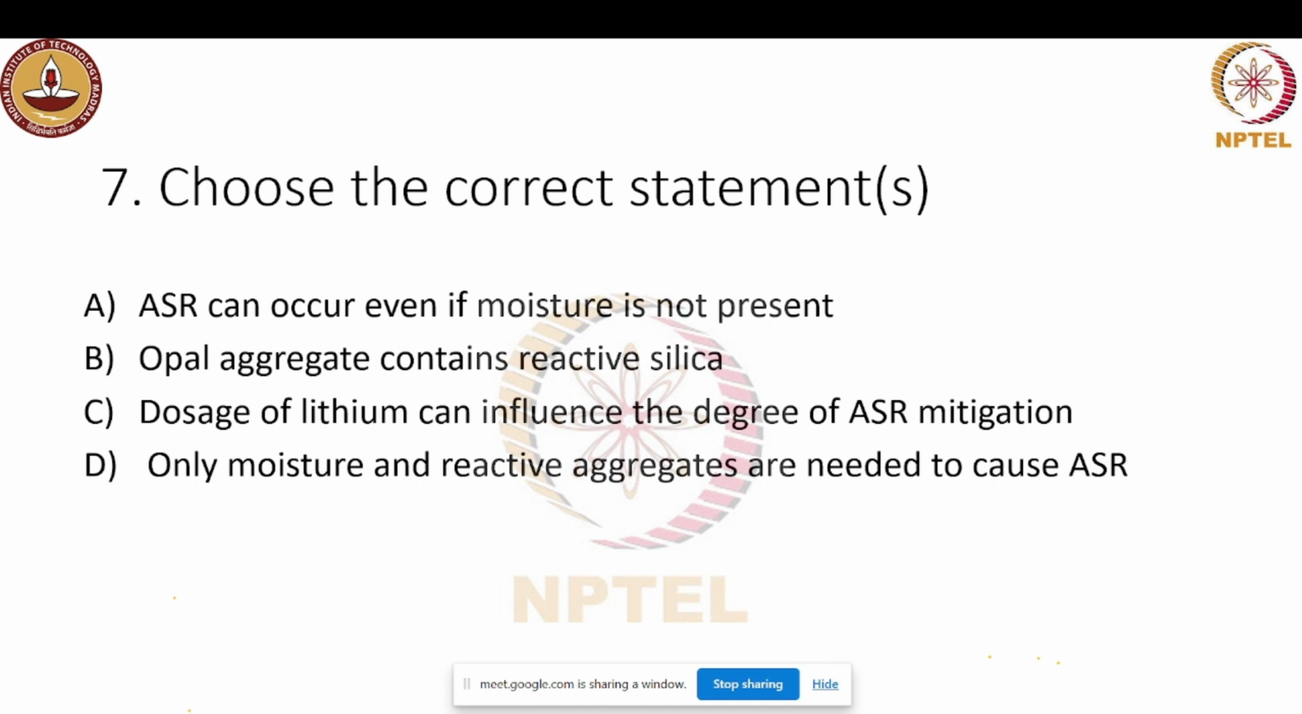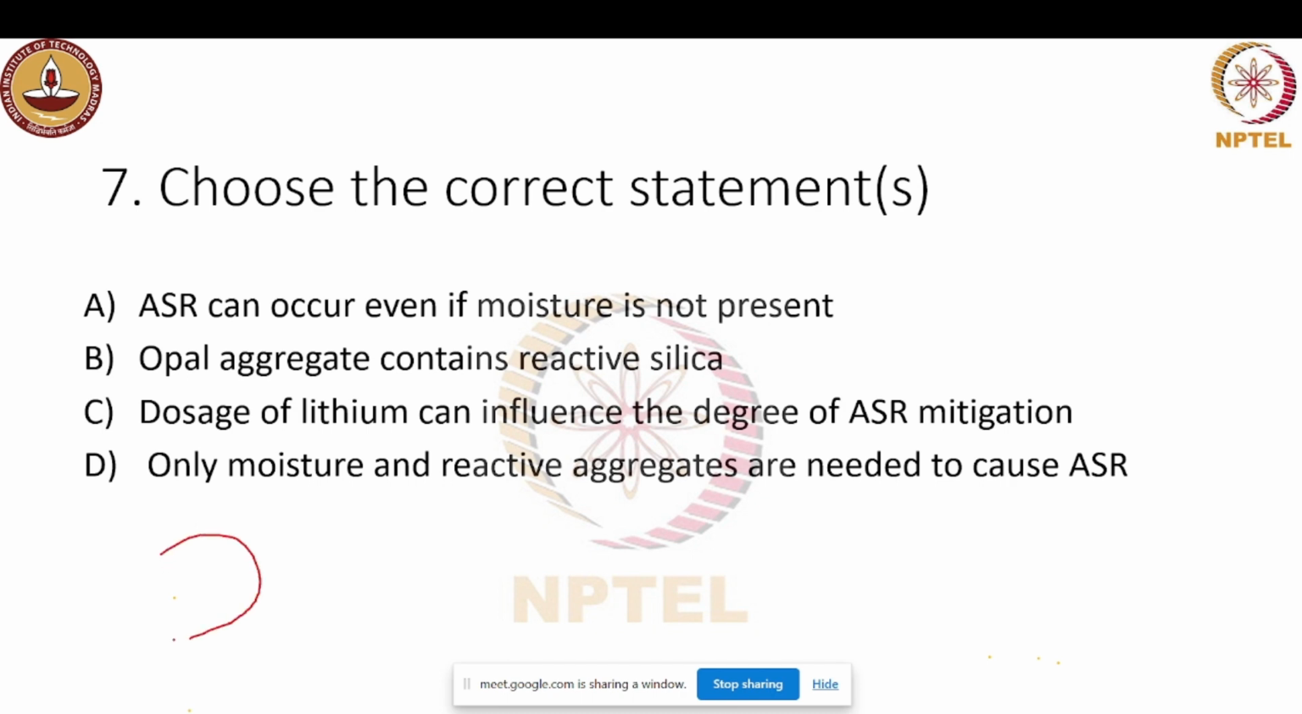Let me explain about ASR. It's better to explain. So what happens if the aggregate present in the concrete has active silica in it? We know our pore solution of concrete has alkali content. We have a pH of more than 13, right?